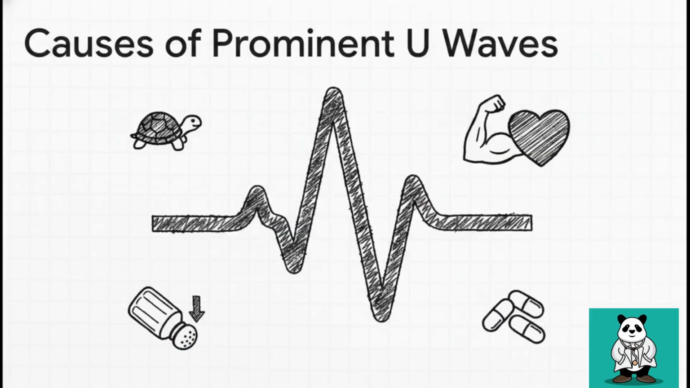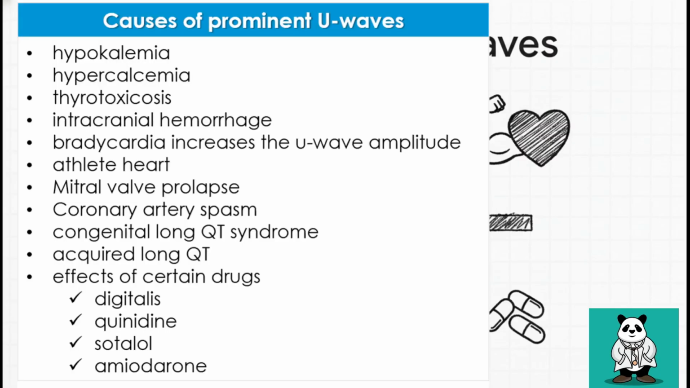So what exactly causes these prominent U waves? The two most common culprits by far are severe hypokalaemia and bradycardia. You might also spot them with left ventricular hypertrophy or with certain drugs. Digoxin is a big one, along with class 1A and class 3 antiarrhythmics like quinidine. Oh, and a quick side note. A lot of these exact same conditions will concurrently give you a dangerously long QT interval at the same time.